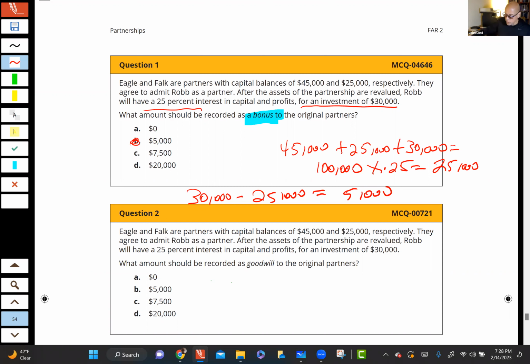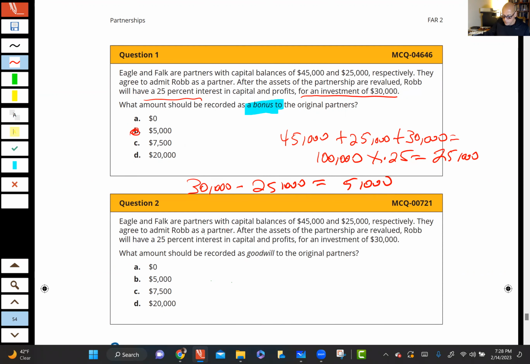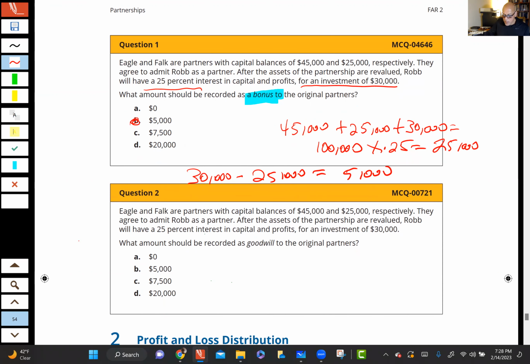Okay, good. Let's try another one. Same fact pattern, guys, but now it's goodwill.